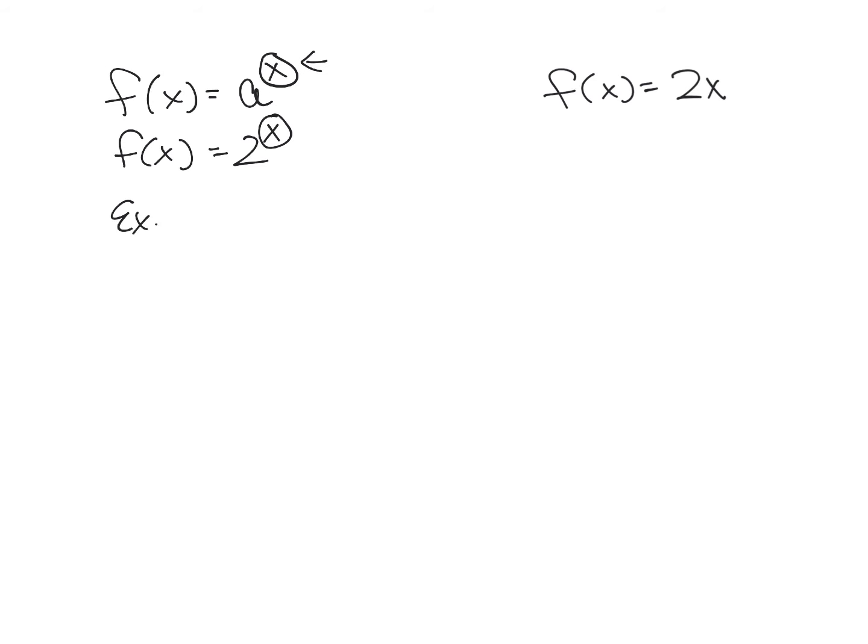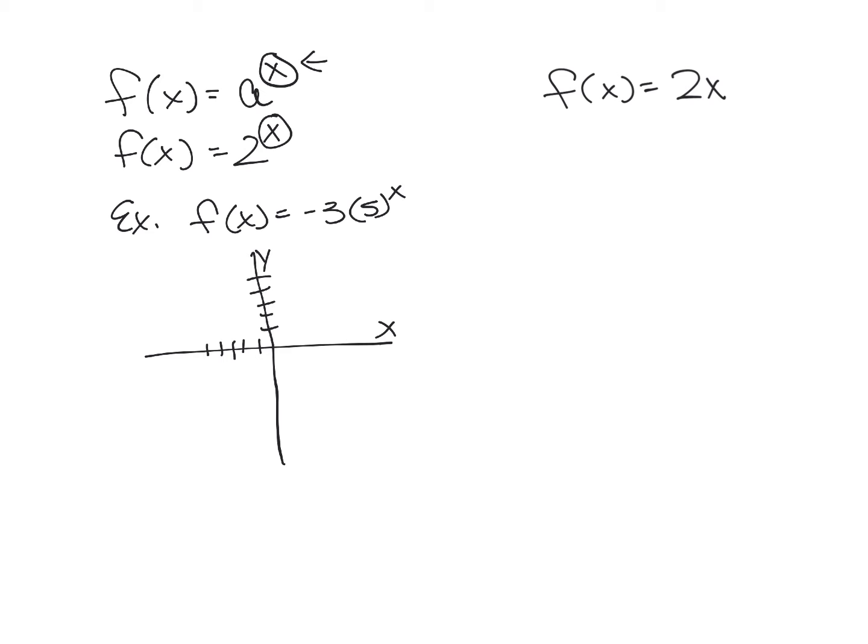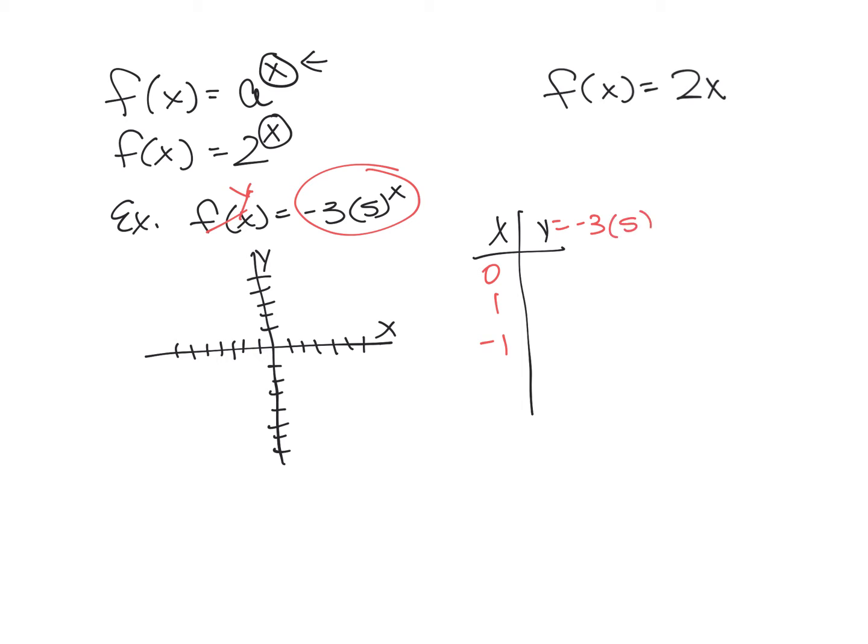My first example is f of x equals negative 3 times 5 to the power of x. I'm going to draw a little graph here, our coordinate plane. Remember what we're going to do: a t-chart with our x and our y. We're going to choose 0, 1, and negative 1 because it'll be easier. And our y equals this right here, because remember, f of x just means y. It's a function of x. So we have negative 3 times 5 to the x.